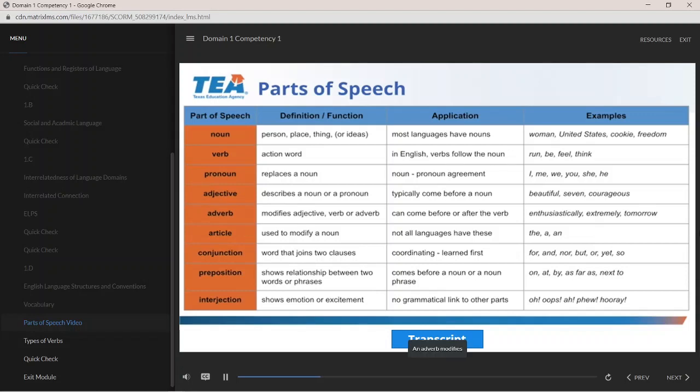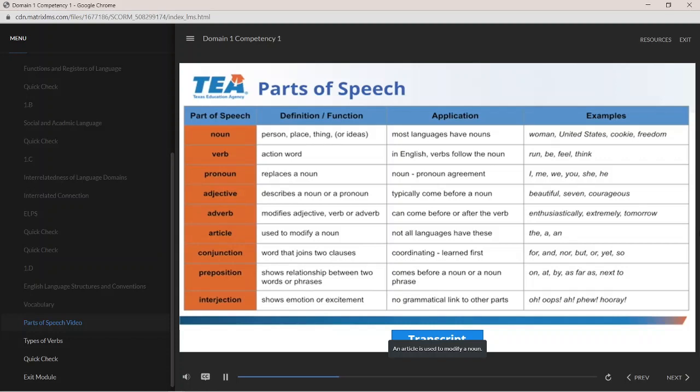An adverb modifies the adjective, verb, or adverb, and can come before or after the verb. Examples of adverbs include enthusiastically, extremely, tomorrow. Although adjectives and adverbs also have many types depending on how they're used in a sentence, we will not cover them in this basic grammar overview.